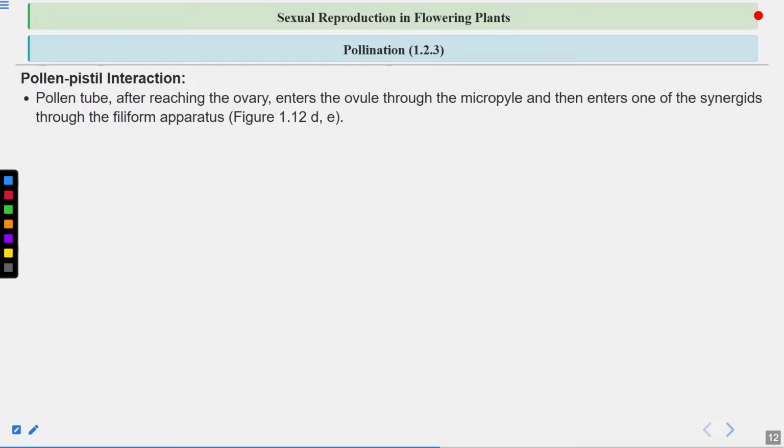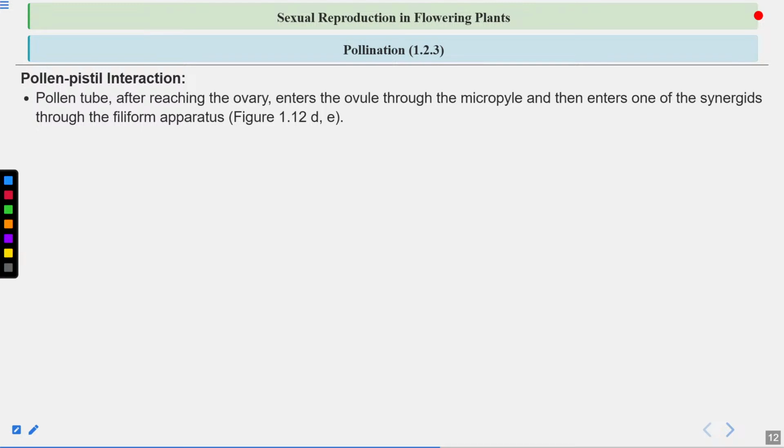The pollen tube, after reaching the ovary, enters the ovule through the micropyle and then enters one of the synergids through the filiform apparatus. Right? There is a micropylar pore. Pore means a hole-like structure.